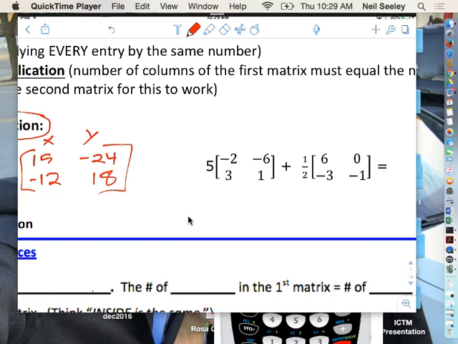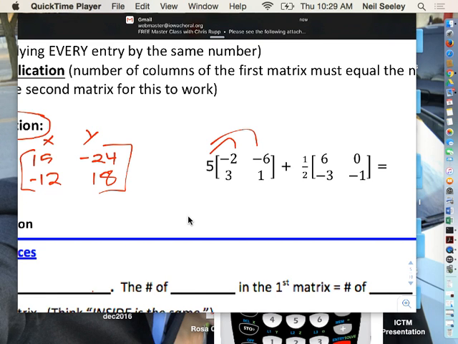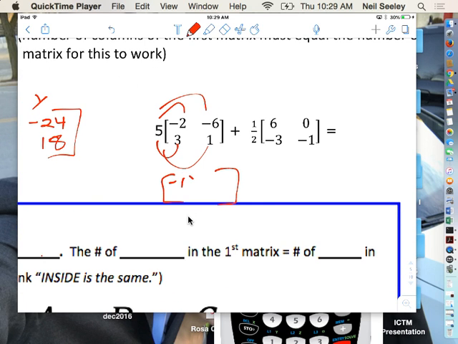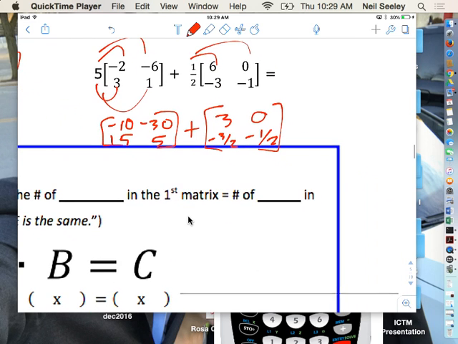Next one, same idea, distribute. And when you add, it's component to component. So these get pretty fast, as you can imagine. Nothing fancy. Negative 30, got 15, got 5. Halves are fine. So 3, you get 0, half of 0 is still 0, 3 halves, and negative a half. Adding it together from there, no big deal, kind of a no-brainer.